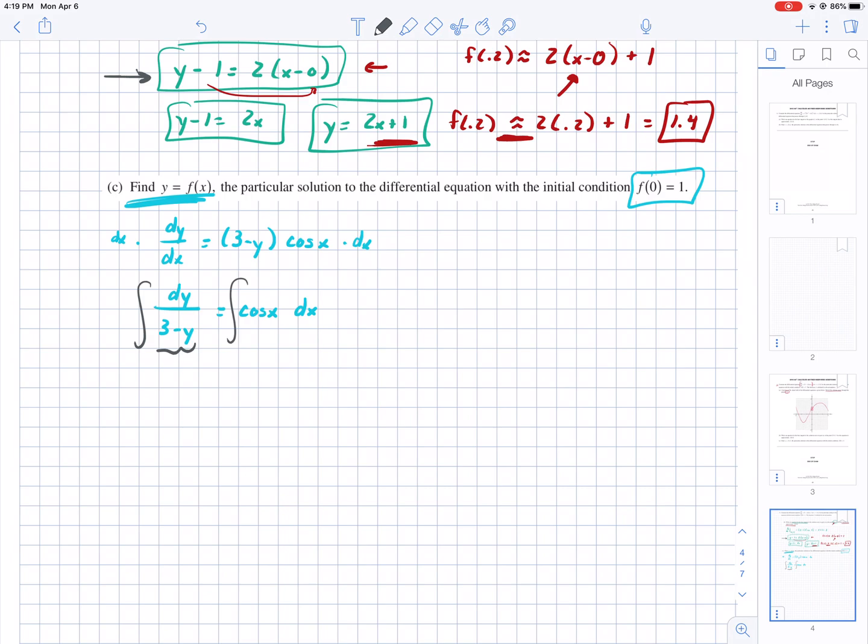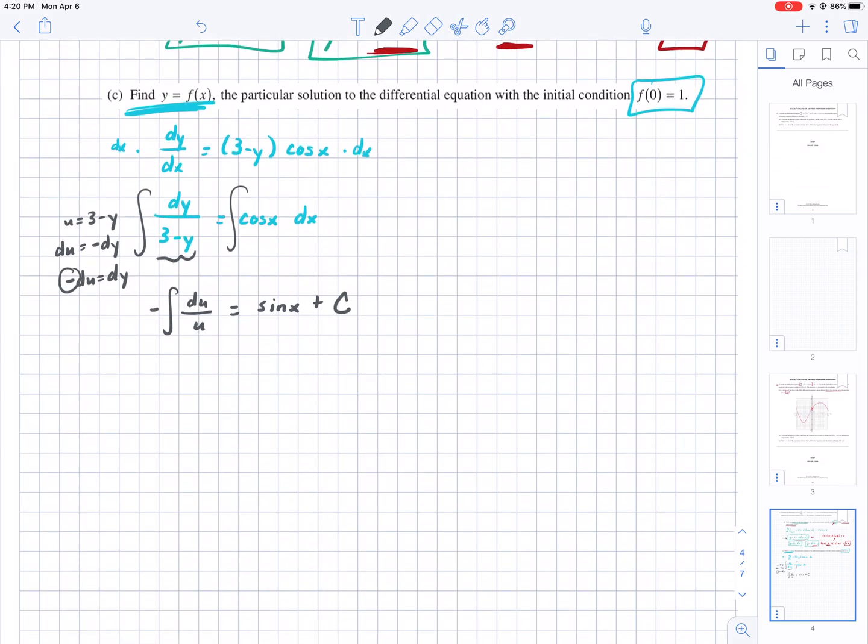Please be careful. If u is going to be 3 minus y, your du is not just dy. Your du is a negative dy. So what that means is that you're going to have to deal with an extra negative in the process of this integration. So we would say that we're basically integrating a negative du over u, right? And then, of course, the integral of cosine is just sine. And you've got to put that plus c on there. Now, I haven't integrated the other side, so I'm going to go back to that. But I wanted to go ahead and integrate the cosine.